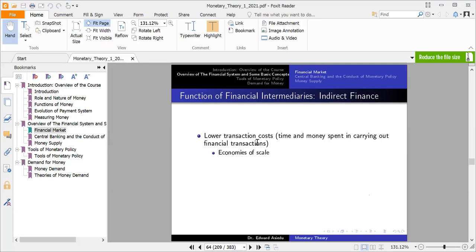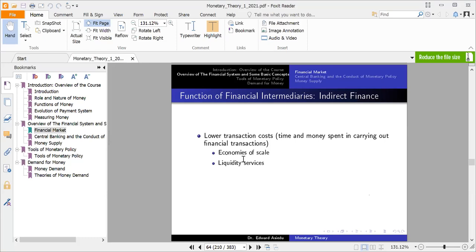So there is lower transaction costs for me. I just deposit my money, and then they have to do all the checks. Okay. So economies of scale. If they are able to pool a lot of finances or deposits, then they have a lot of money to invest in other big corporations. So the intermediaries benefit from economies of scale. They get a bigger amount of deposits to be able to invest in other big corporations.